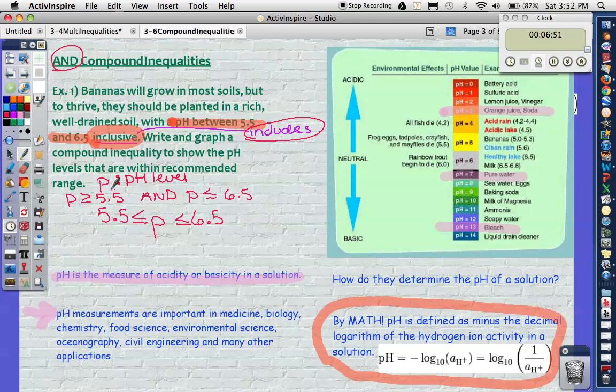Notice all you have to do is flip this first one around. Flip the whole statement like as if it was looking in a mirror so that the sign looks like it's reversing. But you read this from the middle, guys. So you're going to read P is greater than or equal to 5.5 and P is less than or equal to 6.5. So and inequalities are read from the middle. You might want to write that down if you're not familiar with them so that you know how to read them. Okay, so now we're going to graph this.